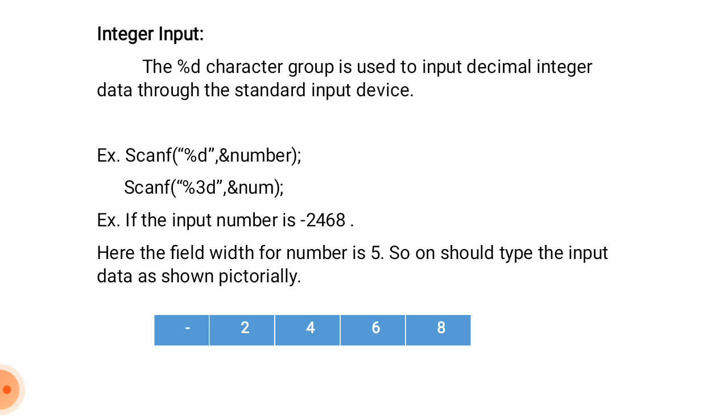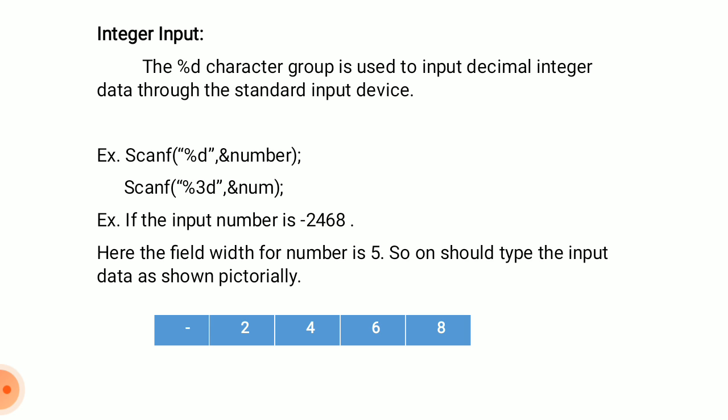Here in the example you can see scanf %3d and num. So %3d means the input data, any number to be assigned, is stored in one memory location, that is num. Here the digits are right justified in formatted input. This means the rightmost digit of the number will occupy the rightmost column.